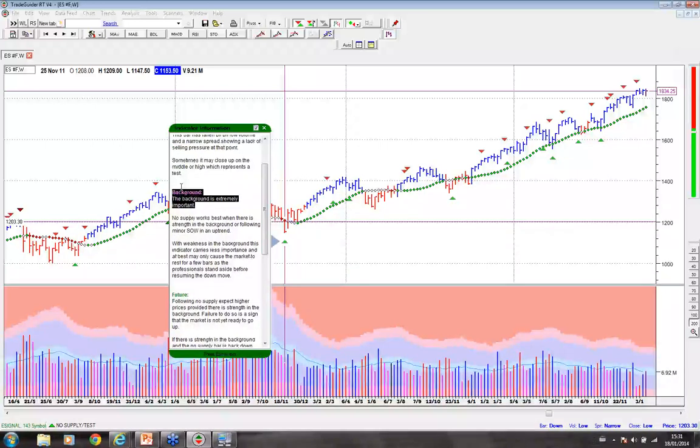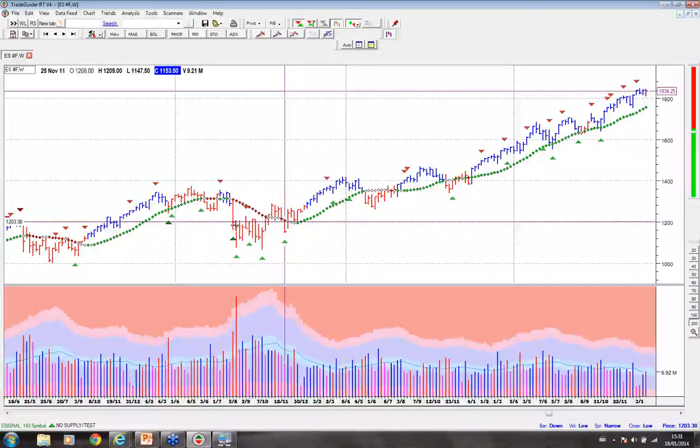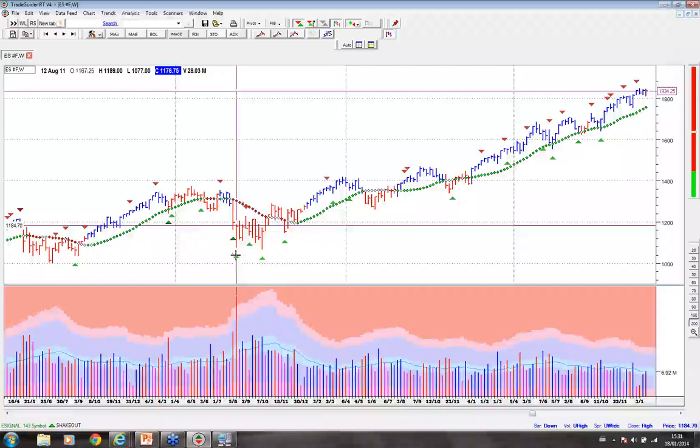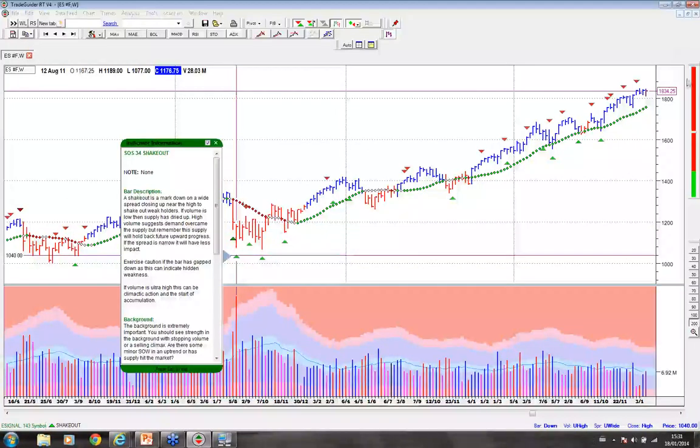And if we read the background here, it says no supply works best when there is strength in the background. What does that mean? Well, look, you can't argue that's not a strong bar. Look at the market. It's made historic highs. Absolutely historic highs. So you can see here that there is massive, massive volume coming in there.